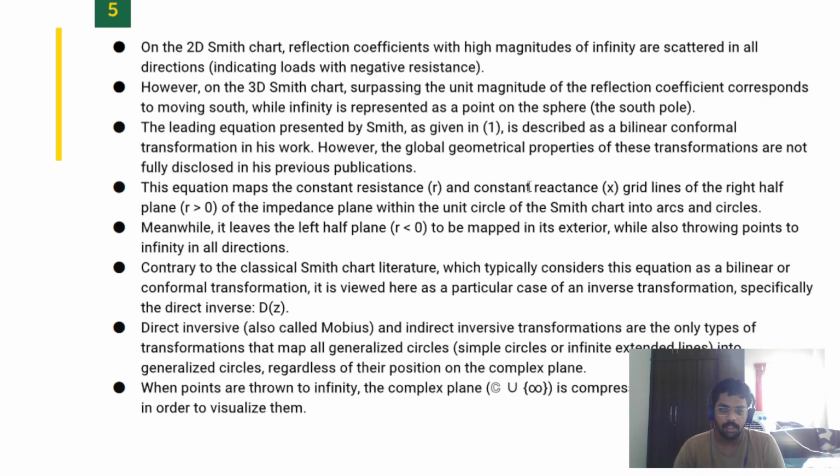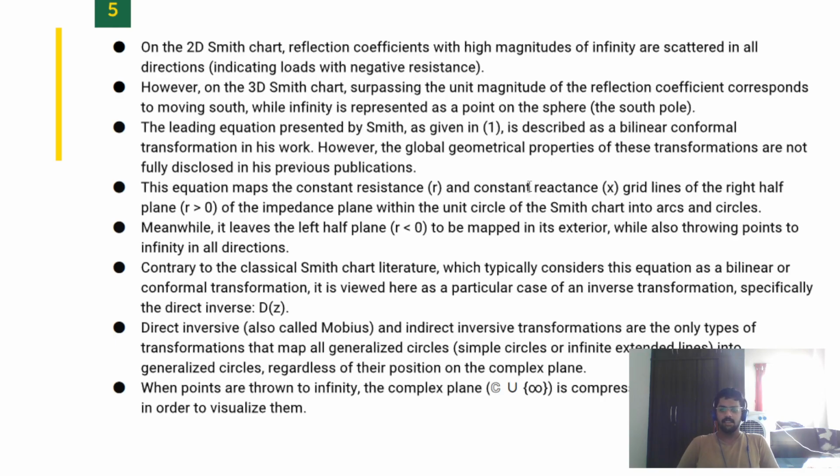Now on the 2D Smith chart, the reflection coefficients with high magnitudes up to infinity are scattered in all directions, indicating loads with negative resistance. However, on the 3D Smith chart, surpassing the unit magnitude of the reflection coefficient corresponds to moving south, while infinity is represented as a point on the sphere at the south pole. The leading equation presented by Smith, as given in (1), is described as a bilinear conformal transformation in his work. However, the global geometrical properties of these transforms are not fully disclosed in his previous publications.